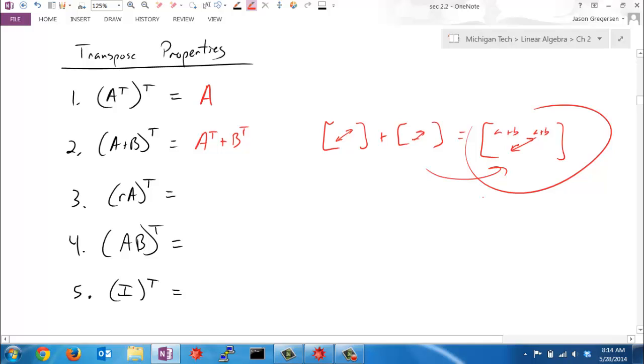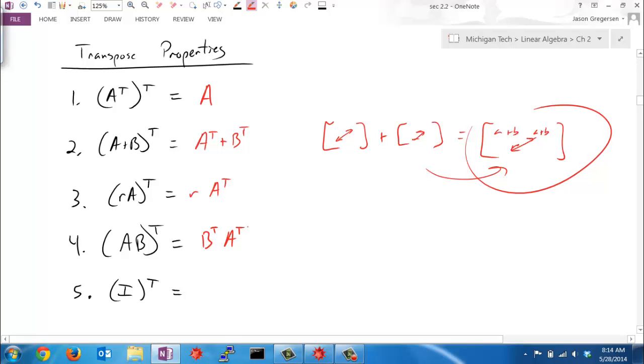All right, the transpose of R times A is the same thing as R times A transpose. When we multiply a matrix by a scalar, we multiply all the terms, so it doesn't really matter when we transpose it. All the terms have that factor of R in it. We just talked about the product. In the product, we can transpose the individual matrices, then we have to reverse the order of the multiplication.